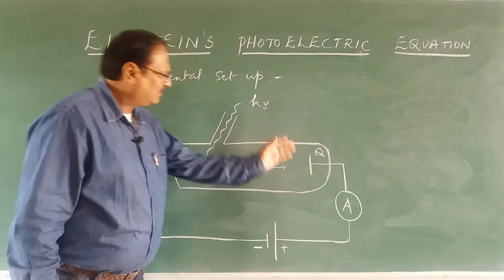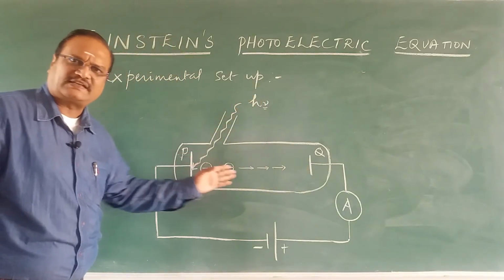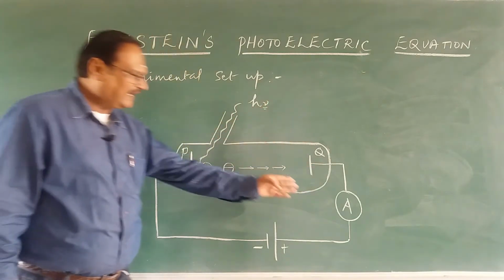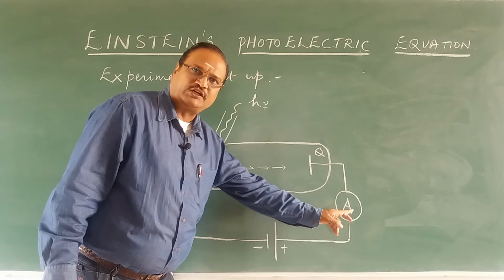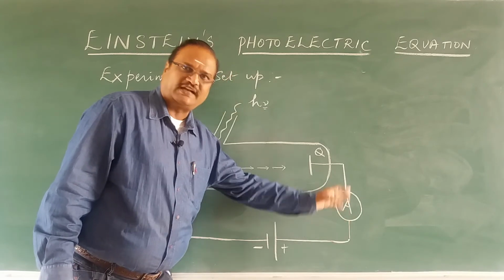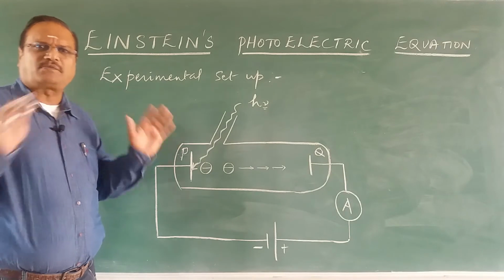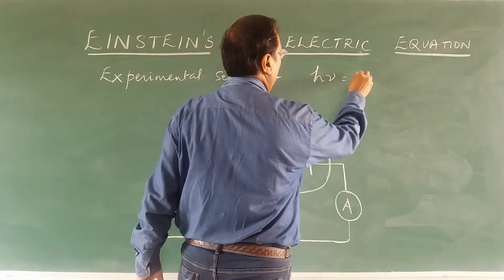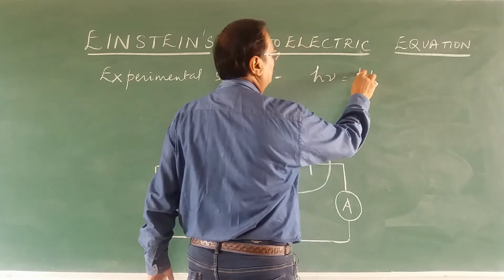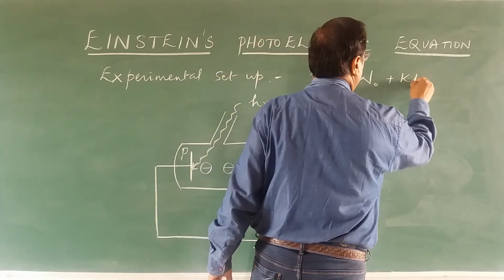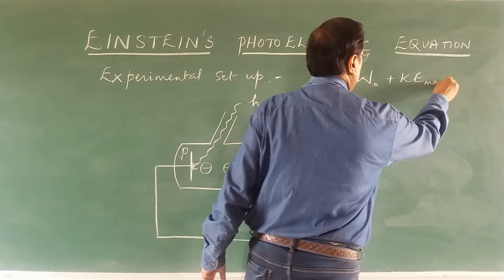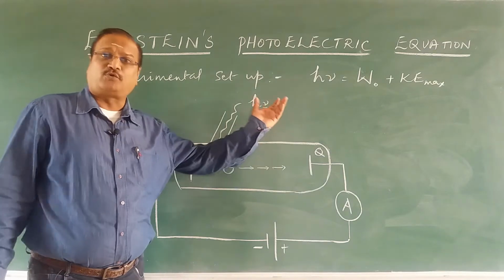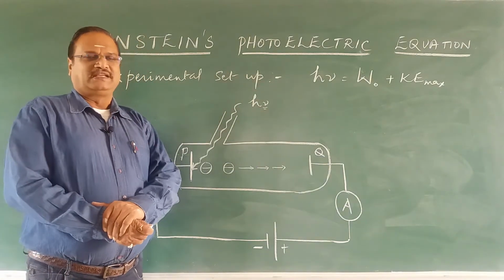It will be attracted. The more and more the electrons are coming, the more and more the plate will attract, and hence the ammeter will show the deflection, and we know that current is coming. Fine, this is the normal structure where we have the formula h nu is equal to W naught, which is the work function, plus kinetic energy maximum, the energy of the electron which is going to be maximum.